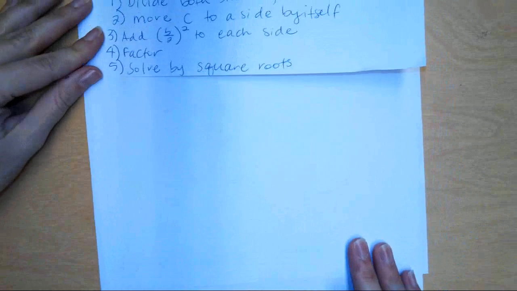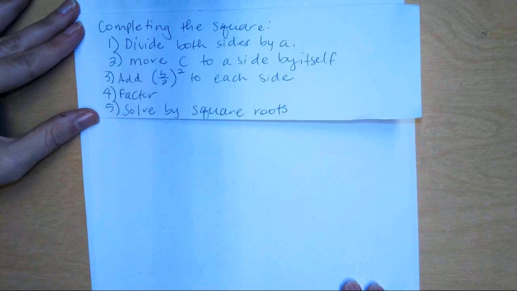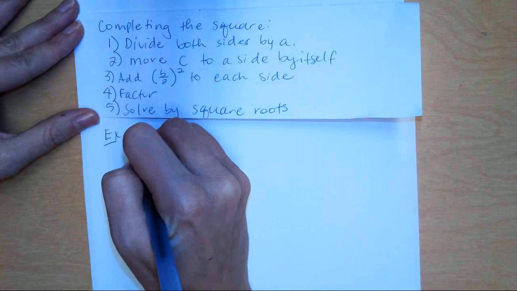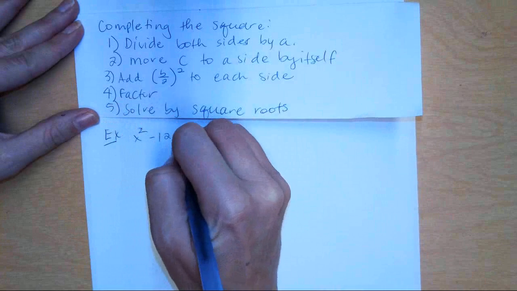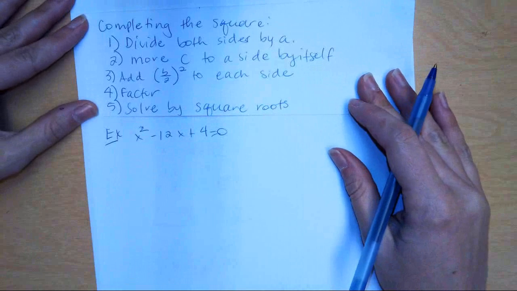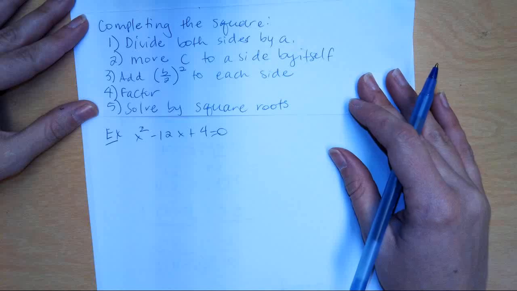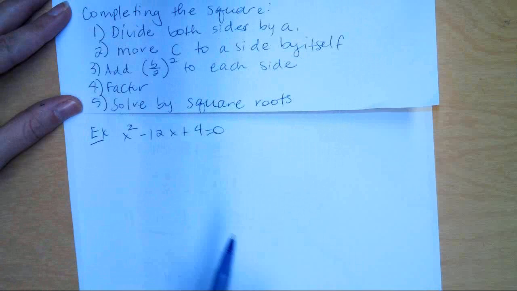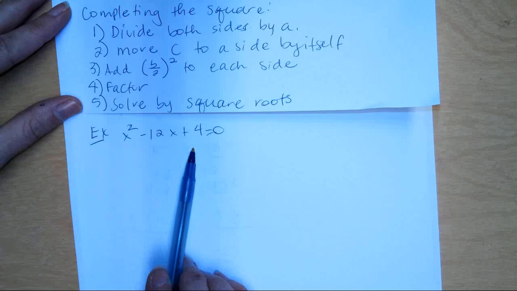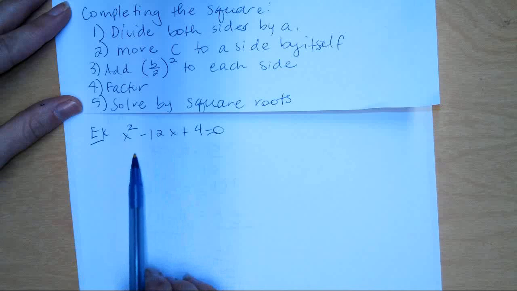Up here and refer back to. Okay, example: x squared minus 12x plus 4 equals 0. By the way, if you're going to solve this by the factoring method, can you even factor it? What are the factors of 4 that add to give you negative 12? There's not any. So this one you can't solve by factoring.